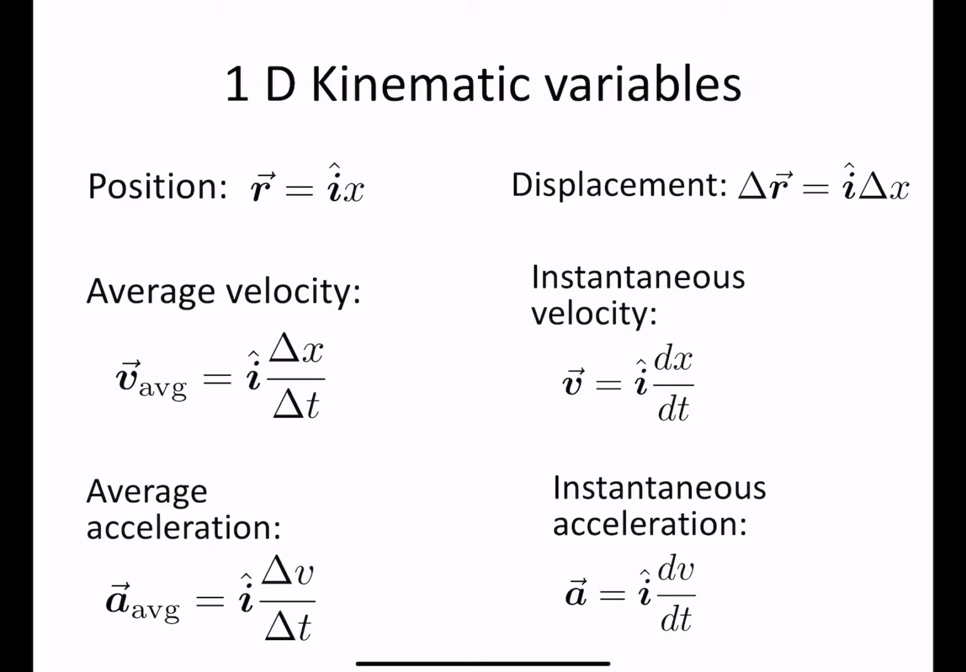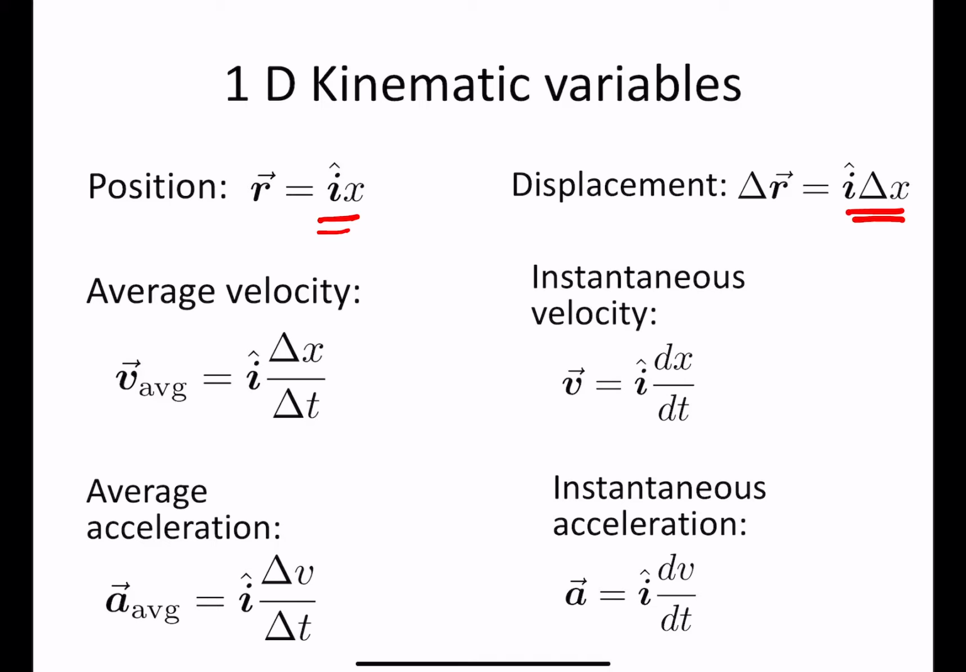All right. Here is a summary of all the kinematic variables that we discussed in this chapter. Position in one dimension is just i hat times x. In three dimensions, it's i hat x plus j hat y plus k hat z. The displacement is just the change in the position, so it's i hat delta x. The average velocity is the displacement divided by delta t. The instantaneous velocity is the same thing, but with delta t tending to 0. So it's just i hat times dx/dt.